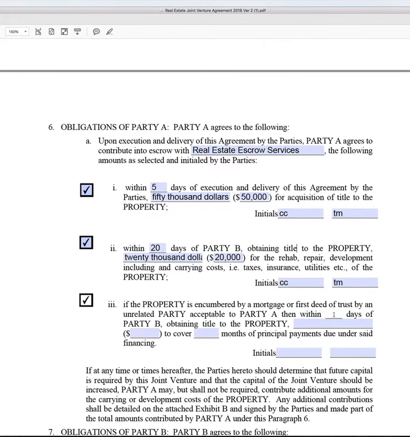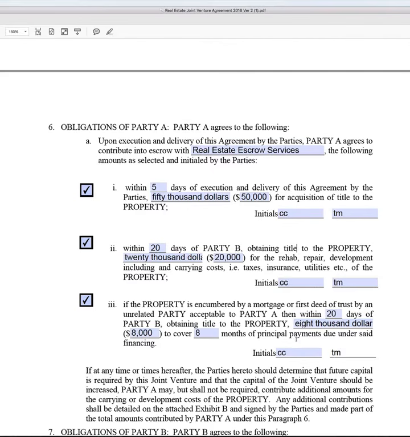So again, let's say within 20 days of Party B obtaining title of the property, let's just call it $8,000 to cover 8 months of principal payments due under the financing. So then again, you put initials.